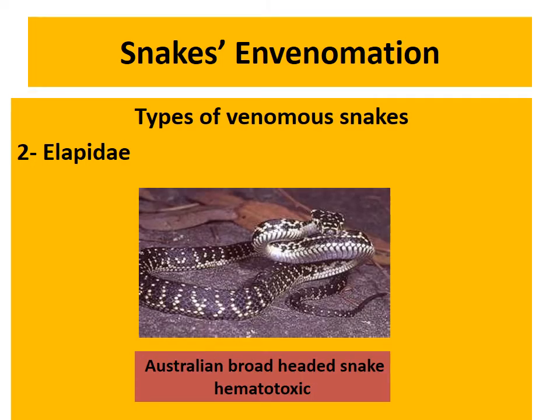And the odd snake, the Australian broadhead snake, produces a hemotoxic effect, which is not common in this family, because this family commonly produces a neurotoxic effect.